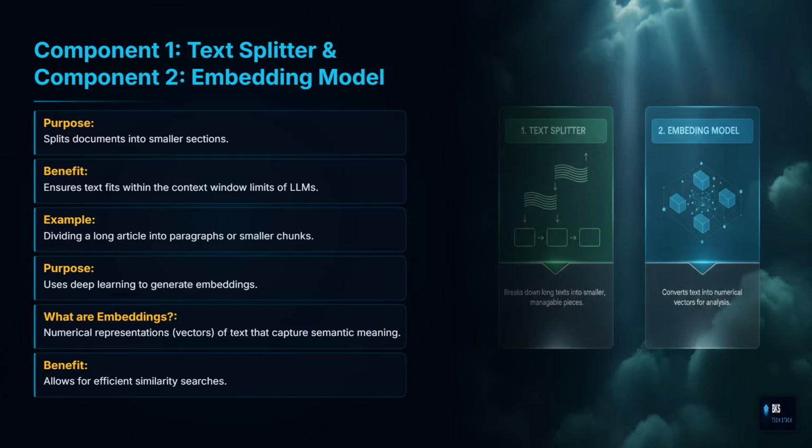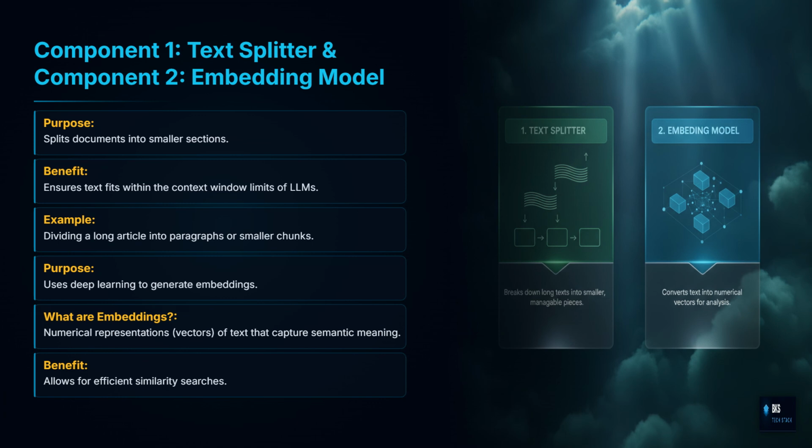Large language models have a limit on how much text they can process at once. This is called the context window. The text splitter's job is to take a large document and break it down into smaller, manageable pieces that fit within this window. This is crucial for preventing information loss.